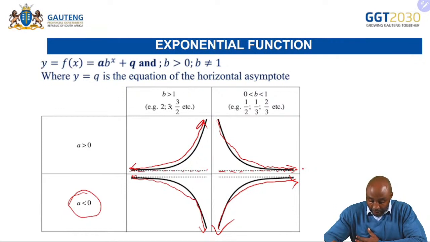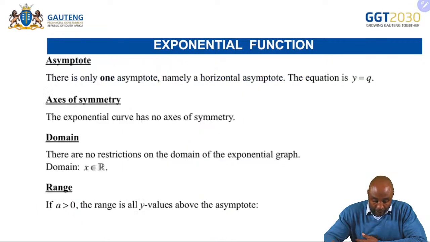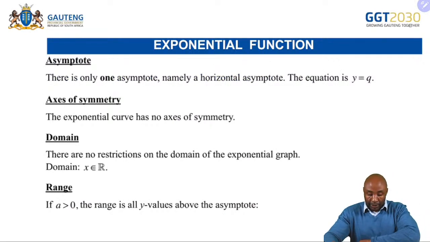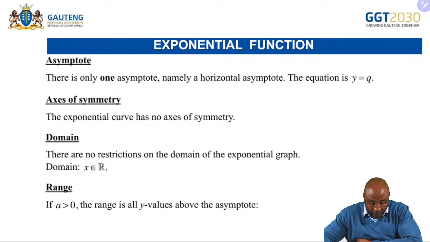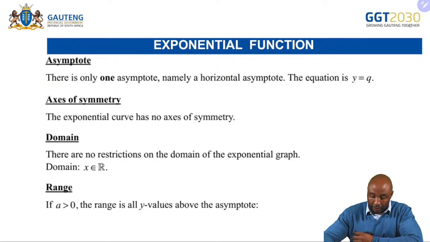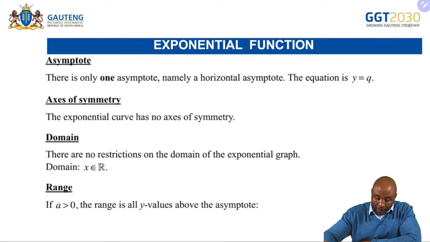This has only one horizontal asymptote, and we know that a will affect the stretch. You will see as we move along. So it has only one horizontal asymptote. The equation is given by that. Our q can be positive or negative. We substitute accordingly. The exponential curve has no axis of symmetry.